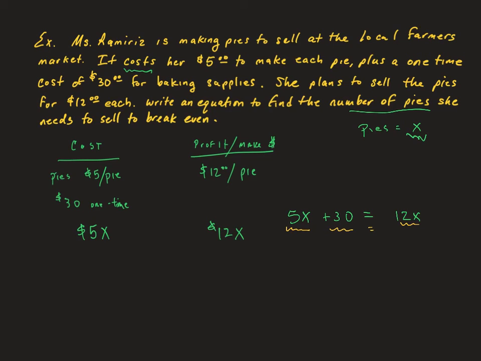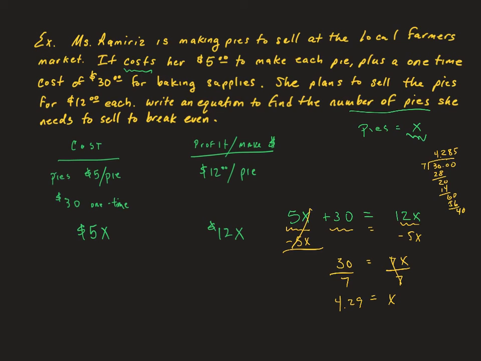If you were to solve this, probably not too hard. That would cancel out, I have 30, this becomes 7x. Divide both sides by 7 because I want to divide away that coefficient. And then x is going to be equal to 4 point something. Let me figure it out. Okay, that's going to be 4.29. x is 4.29, so I need to make 4.29 pies.